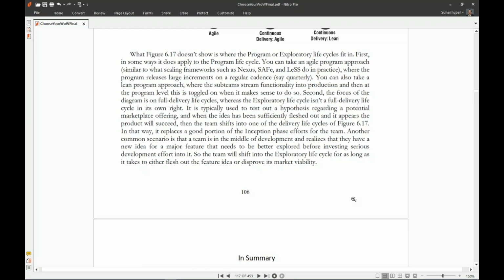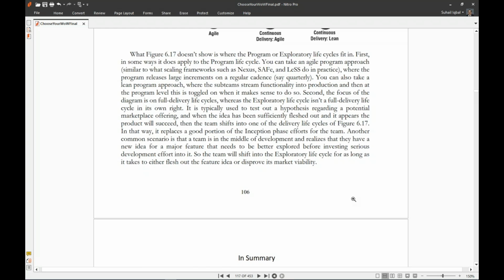Secondly, the focus of the diagram is on full delivery life cycle, whereas the exploratory life cycle isn't a full delivery life cycle on its own. It is typically used to test out a hypothesis regarding a potential marketplace offering, and when the idea has been sufficiently fleshed out and it appears the product will succeed, then the team shifts into one of the delivery life cycles of figure 6.17. In that way, it replaces a good portion of the inception phase effort from the team.